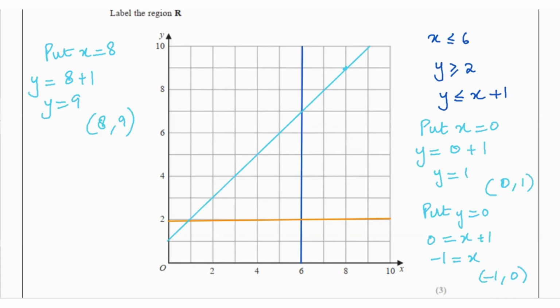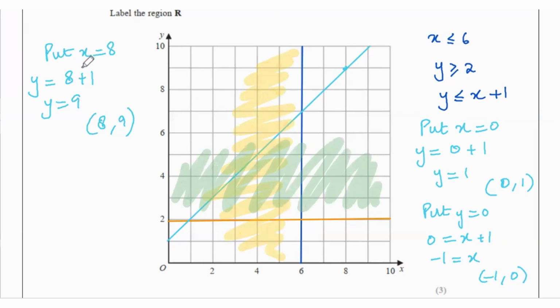Now about the shading part, the first inequality is y is less than or equal to 6. When it's less than or equal to 6, that means we shade the part that's less than 6. So that's over here. Then it says y is greater than or equal to 2. If it's greater than or equal to 2, that means we shade the part where y is increasing. So that's over here. Then it says y is less than or equal to x plus 1. Less than or equal to x plus 1 means that we're shading the graph underneath the line.